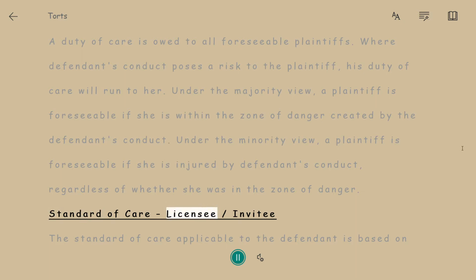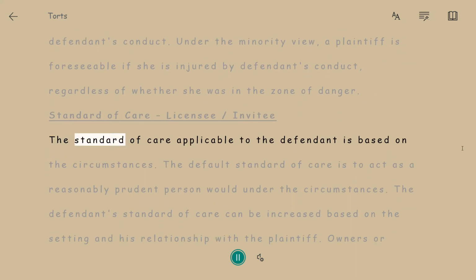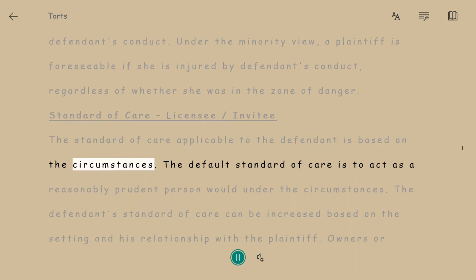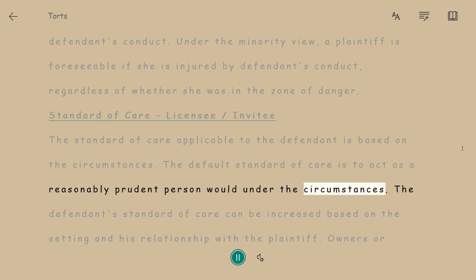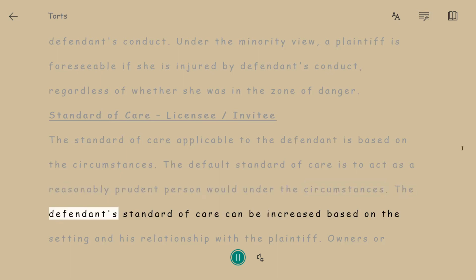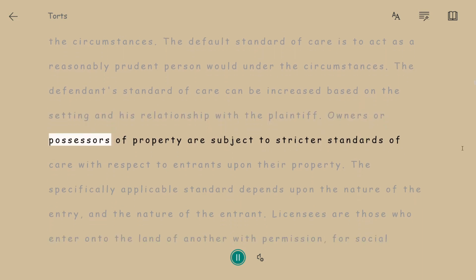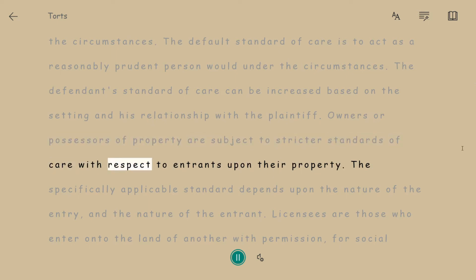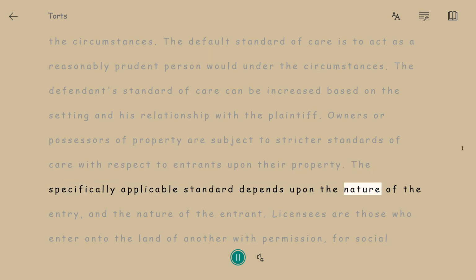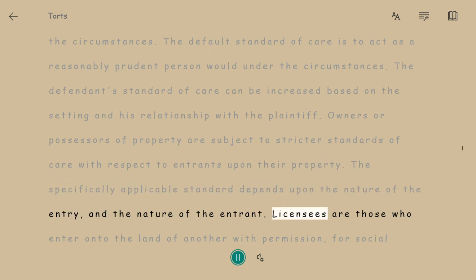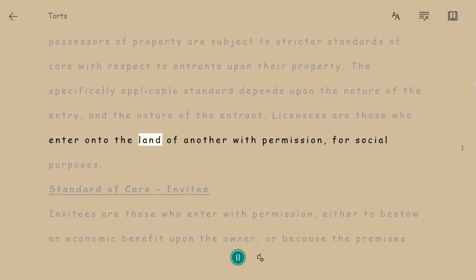Standard of care, licensee/invitee. The standard of care applicable to the defendant is based on the circumstances. The default standard of care is to act as a reasonably prudent person would under the circumstances. The defendant's standard of care can be increased based on the setting and his relationship with the plaintiff. Owners or possessors of property are subject to stricter standards of care with respect to entrance upon their property. The specifically applicable standard depends upon the nature of the entry and the nature of the entrant. Licensees are those who enter onto the land of another with permission, for social purposes.